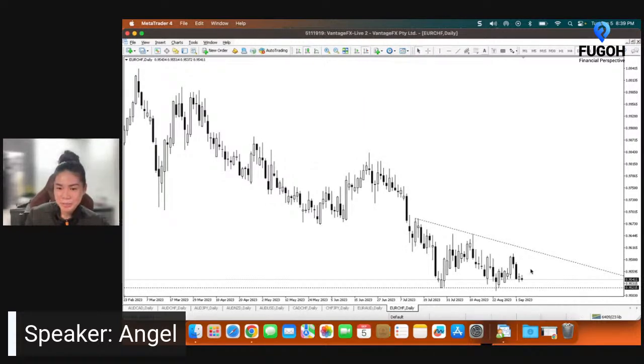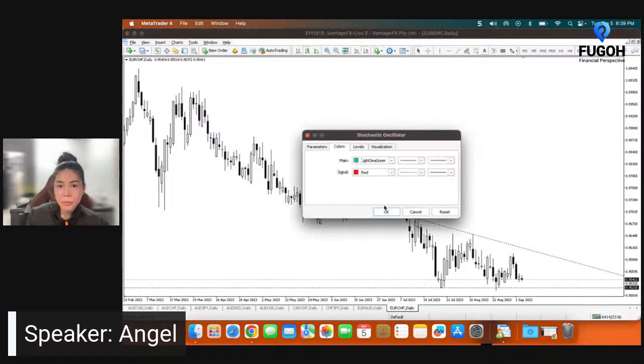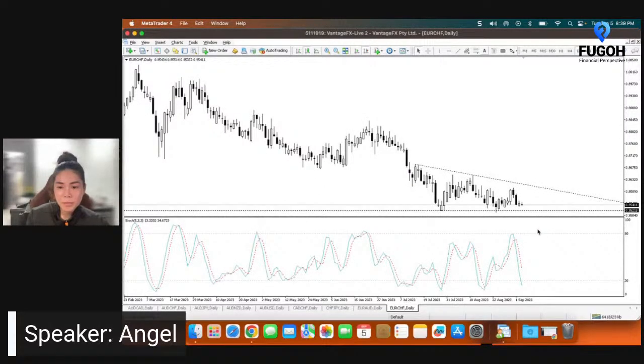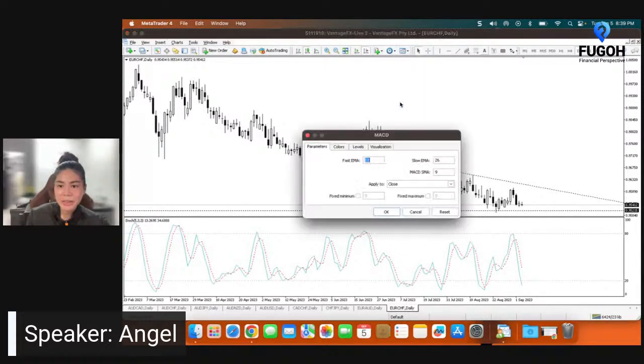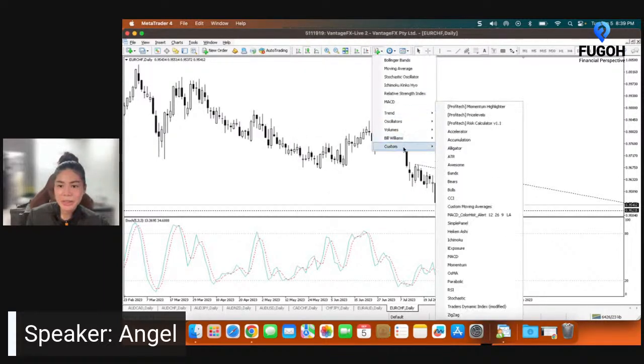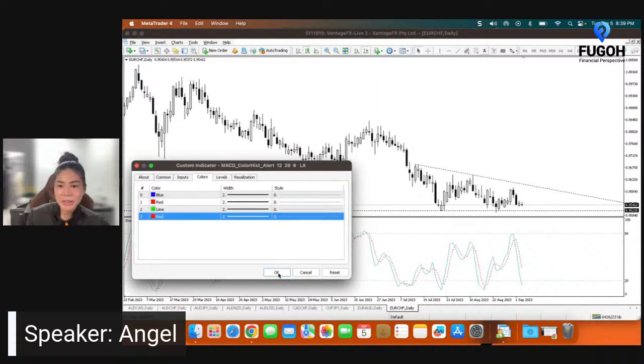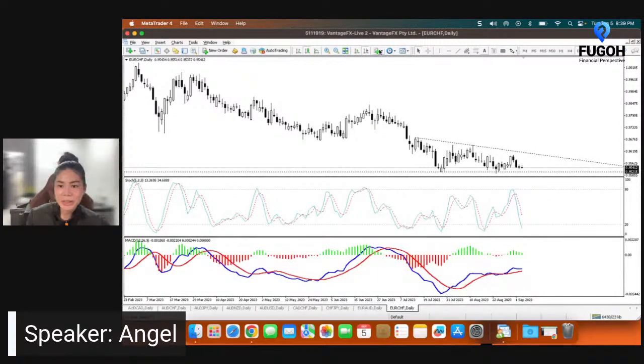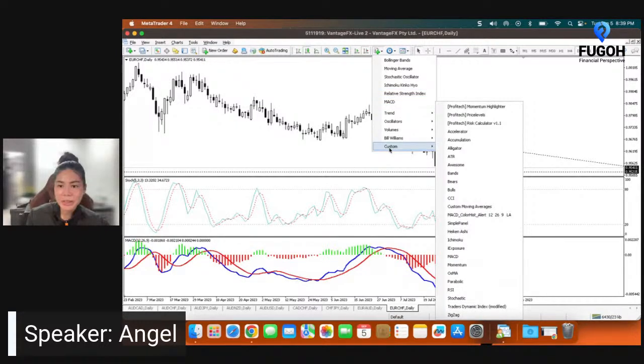All right, this one is near the immediate support. Oh, also in the middle. All right. There's the MACD here, the standard one, but if you want to try the MACD that I'm looking at, you have to download this one.